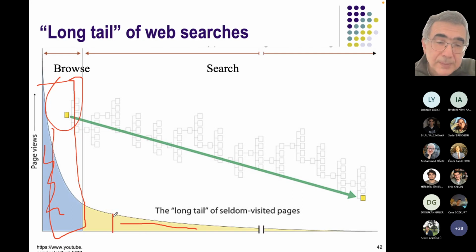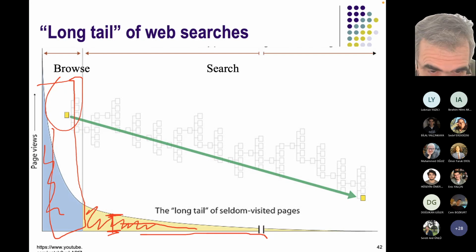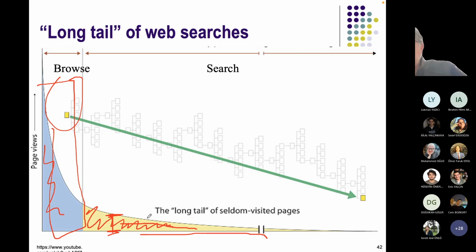Although the number for each page is low, there are many pages that are hit by the search engines. So the total number of visitors is actually the area under this curve, not the height of this curve. Height of the curve is not much, but the area is quite comparable with the direct access.